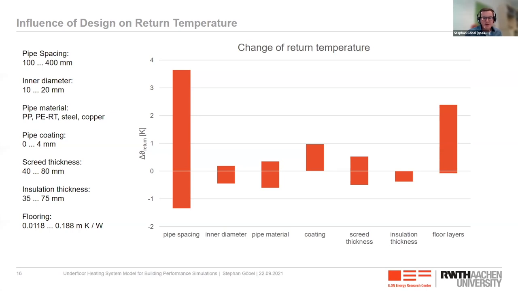And the other parameters don't have a high influence if they are used within the boundaries the European standard allows. The flooring still has a relatively high influence, about 2.5 Kelvin, but the flooring is actually more a trade-off between comfort and efficiency, because the user decides if he wishes a carpet or tiles or parquet. I don't know, you cannot really plan it at the beginning of designing a building.